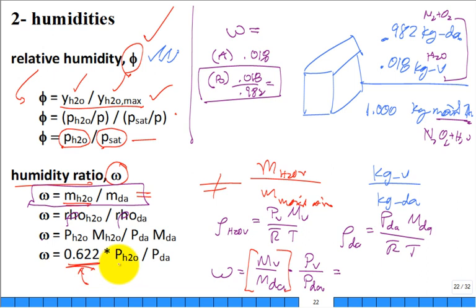All right, and then this is the partial pressure of the water vapor in the current mixture, and this is the partial pressure of the dry air in the current mixture. Sometimes they'll write it like this. Omega is 0.622 PV divided by P minus PV. Why did they write P minus PV in the denominator? That's how they get the partial pressure of the dry air. Because remember, the total pressure is the partial pressure of the dry air plus the partial pressure of the vapor. It's almost too easy, isn't it?